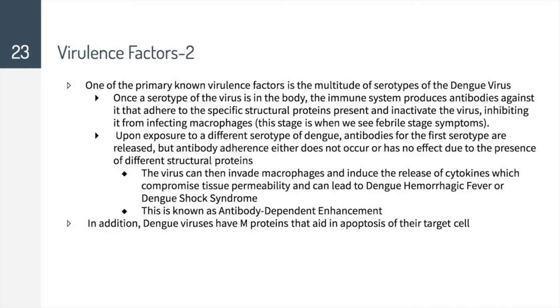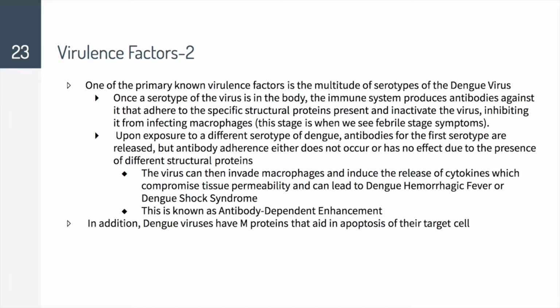But upon exposure to a different serotype of dengue, antibodies for the first serotype are sometimes released, but the antibody adherence doesn't occur, either because it has no effect or because the proteins are completely different structural proteins. So this means that the virus can then invade these macrophages and induce the release of cytokines, which compromise the tissue permeability and can lead to dengue hemorrhagic fever or dengue shock syndrome. And this whole phenomenon is known as antibody-dependent enhancement.